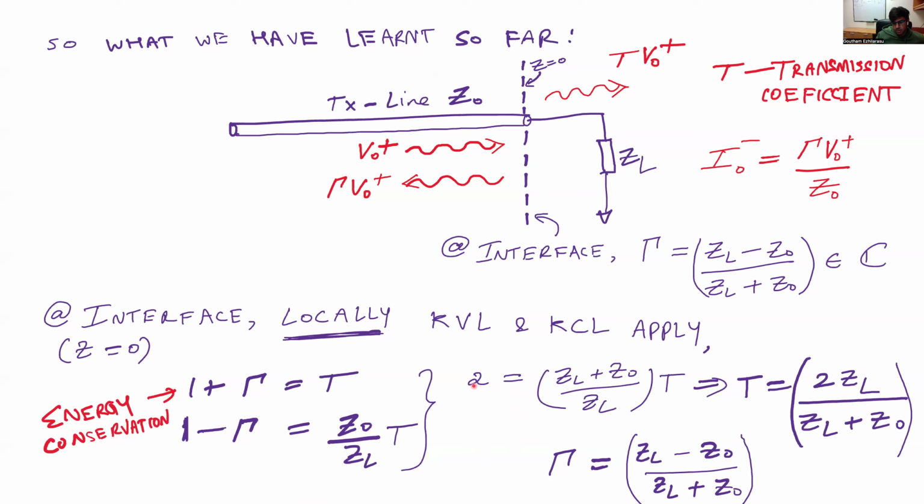Now, these are basically two equations with two unknowns, gamma and T. We can combine these equations to determine T in terms of Z naught and ZL, because we already know gamma in terms of Z naught and ZL. As you know, gamma is just ZL minus Z naught over ZL plus Z naught. Using these two equations, we find that the transmission coefficient is 2 times ZL over ZL plus Z naught.